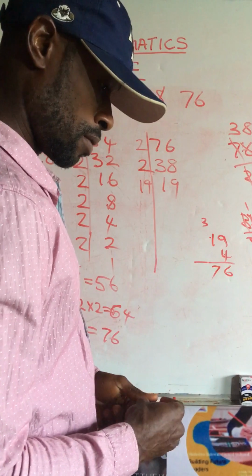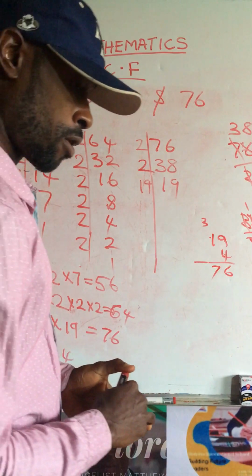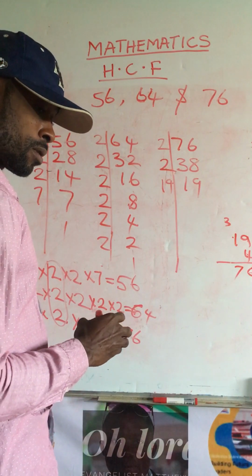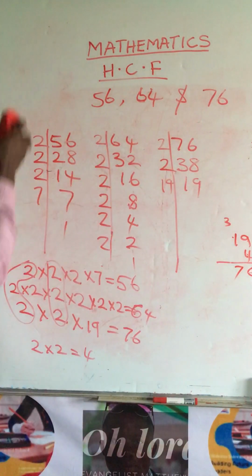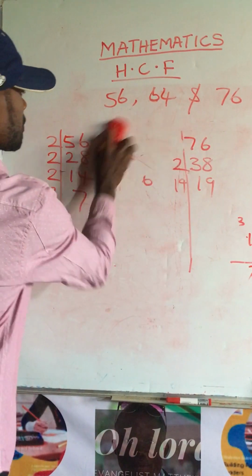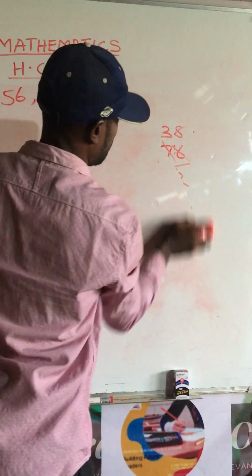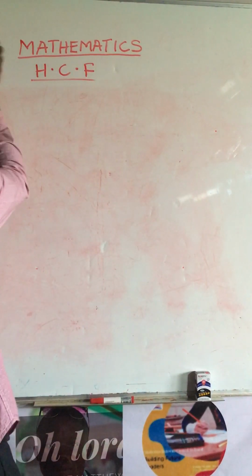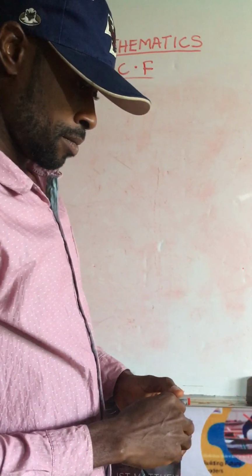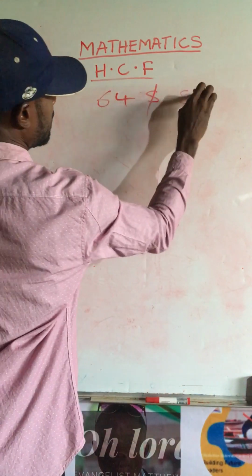We have the HCF of 64 and 80. Are you done with this? I want to wipe it up. We have 64 and 80.